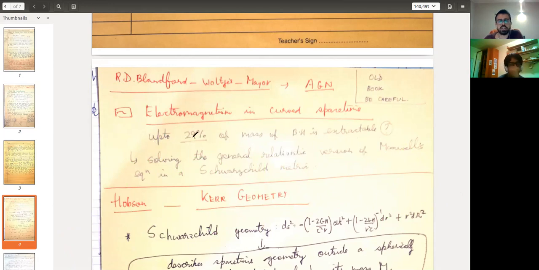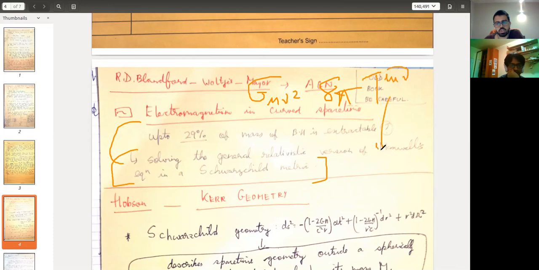These were the few things they found: that up to 29% of the mass of the black hole is extractable, which is the Penrose process. In short, what they did was just this: they solved the general relativistic version of Maxwell's equations in a Schwarzschild metric. So G mu nu equal to 8 pi T mu nu. I told you what T mu nu was, that F mu nu guy, and you can see that they have solved in a Schwarzschild metric.